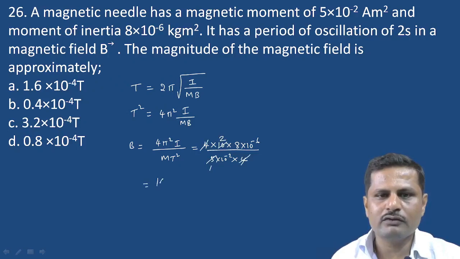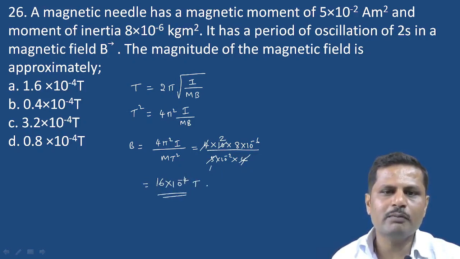So this is equal to 16 times 10 to the power of minus 6, divided by 10 to the power of minus 2 into 10 to the power of minus 4 Tesla. So the magnetic field is 16 into 10 to the power of minus 4 Tesla.